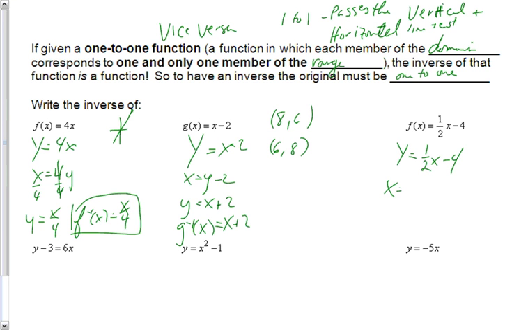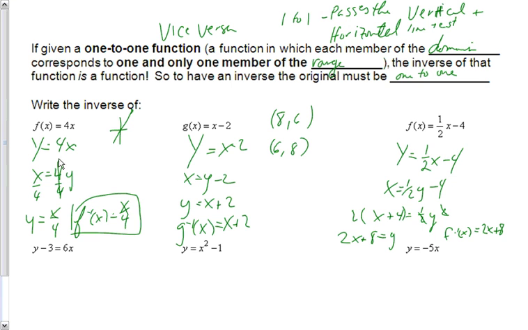Swap 1/2 y minus 4, and then solve for it. x plus 4 equals 1/2 y. To get rid of the 1/2, you multiply everything by 2. I cancel that out, and you get 2x plus 8 equals y. And then we're going to replace y with f inverse of x, which is 2x plus 8.